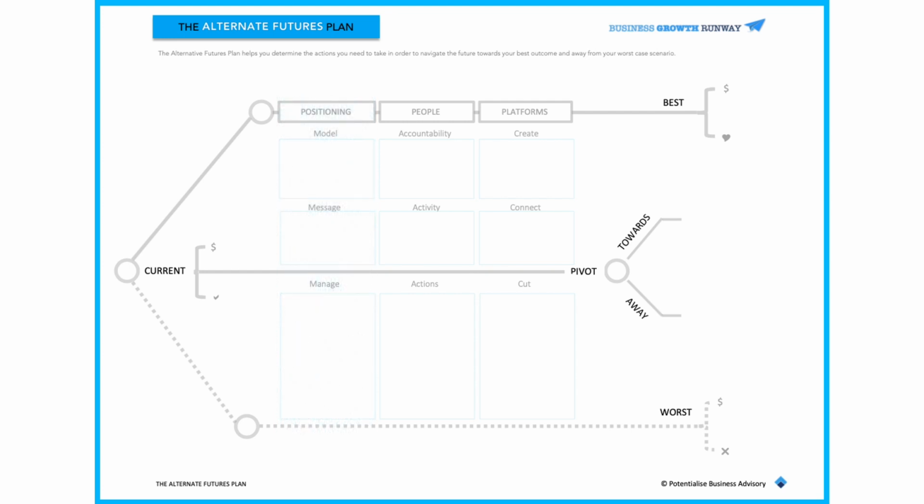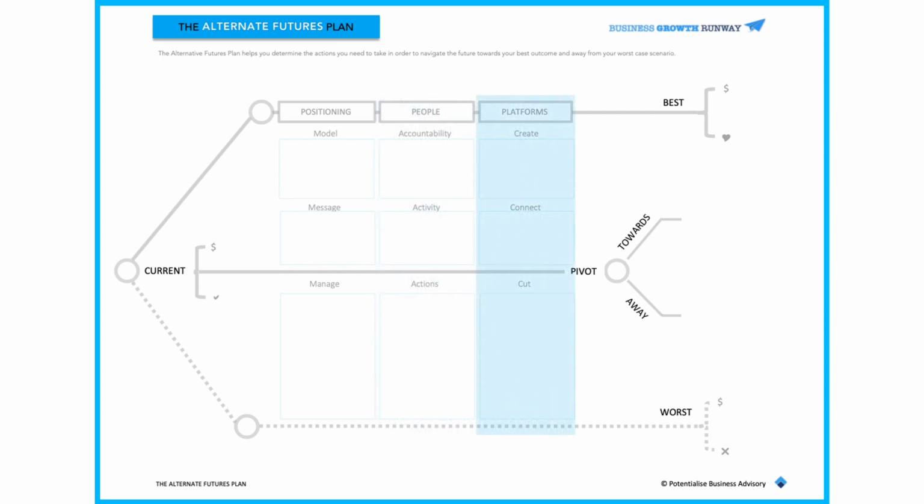Second P, your people. Are there changes that you need to make to accountability that will help staff be their best in challenging times? What changes to activity need to occur? How will this help you move forward towards the best outcome? And what actions do you need to take as far as your people go to avoid the worst? Do you need to adjust working arrangements?